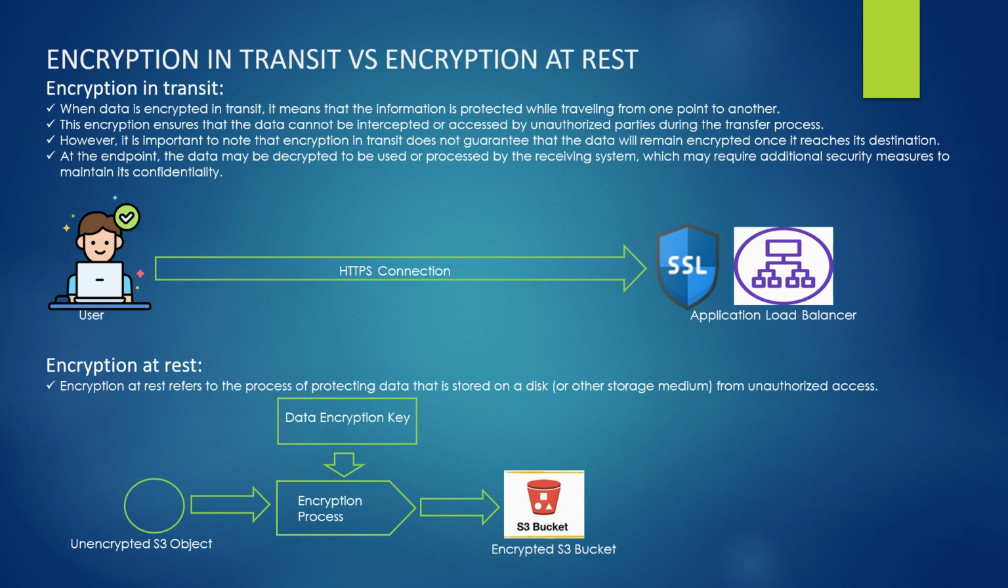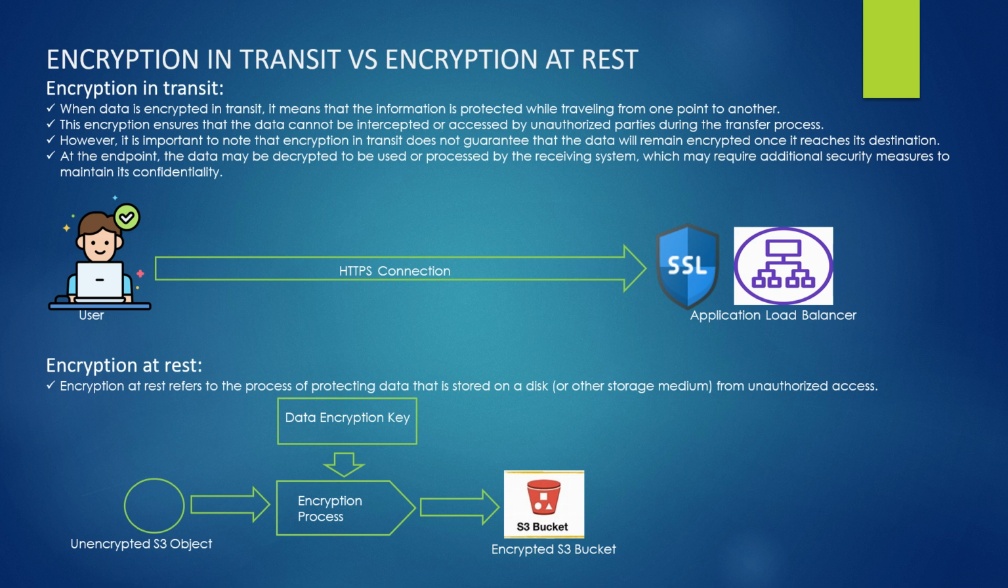Now I will start with the discussion about encryption in transit versus encryption at rest. In my previous video I had touched base, but not in detail, on how encryption in transit and encryption at rest work. These things are very important for you to understand the overall security aspects. This is one part of security, but it is very important. So, about encryption in transit: when data is encrypted in transit, it means that the information is protected while traveling from one point to another point.